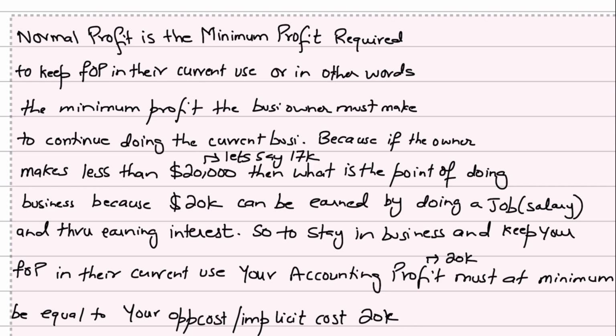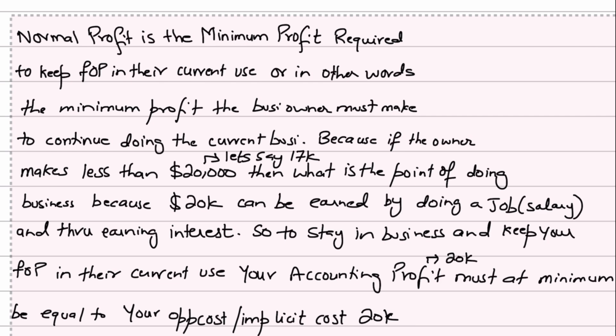Factors of production in the current use means land, labor, capital, enterprise in the current use, as in the business. So if you want your factors of production and you yourself invested into your current business, then at a minimum you should earn a profit. At least a normal profit. And normal profit is zero economic profit. But deep down what it means is that you are earning a profit.